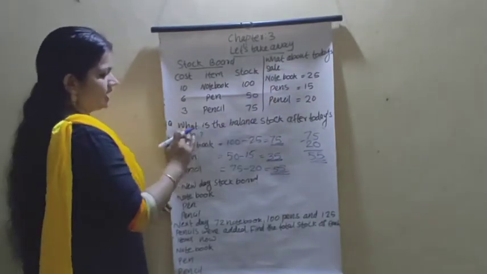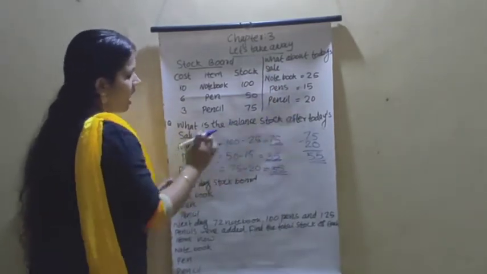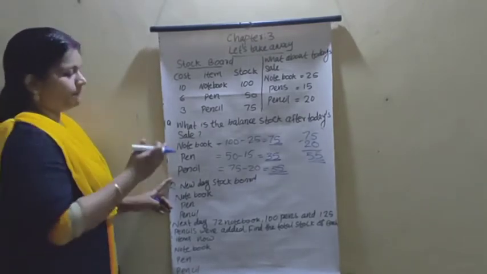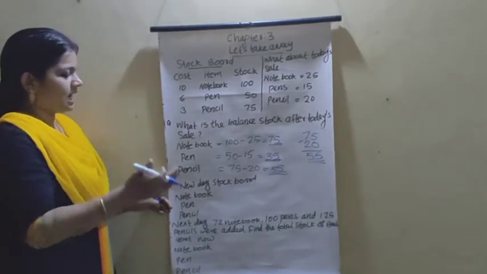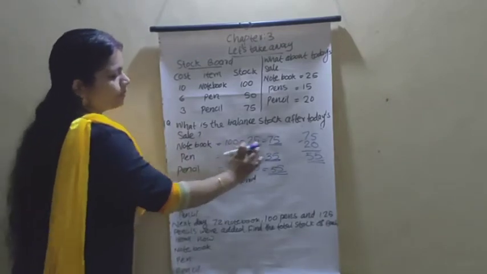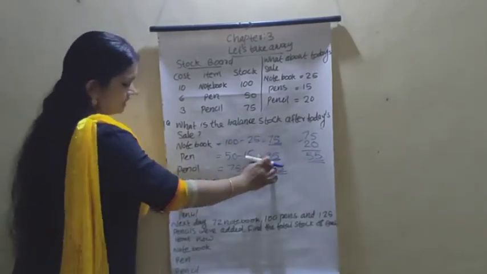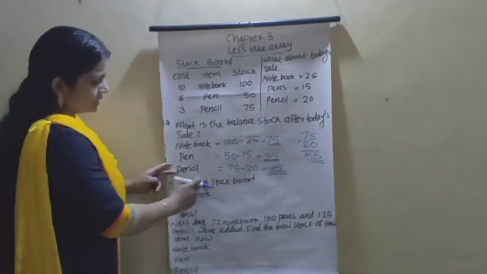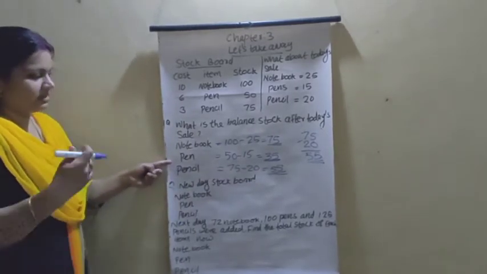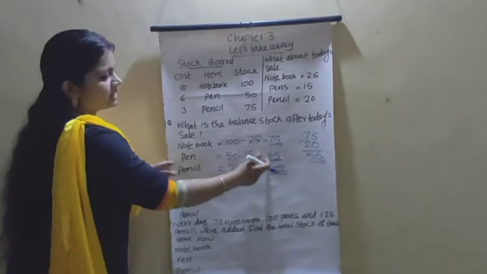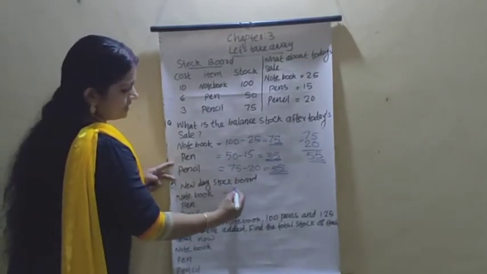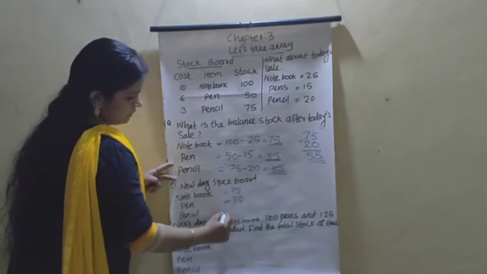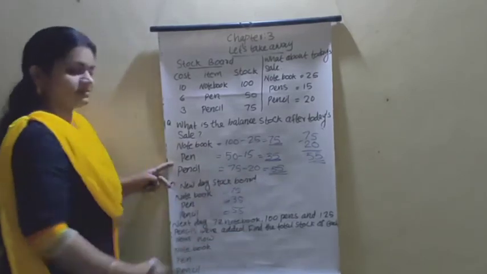Then we need to find out what the balance stock is after today's sale. Then in the stock, keep a stock board. How much balance is there? Notebook 75, pen 35, pencil 55. Okay. Then the new day stock board. This is the new day stock board. 75, 35, 55. This is the balance.